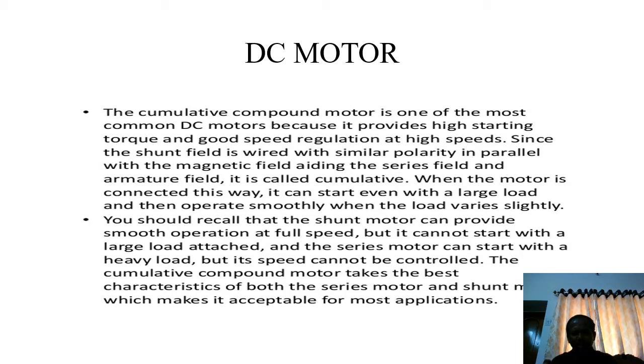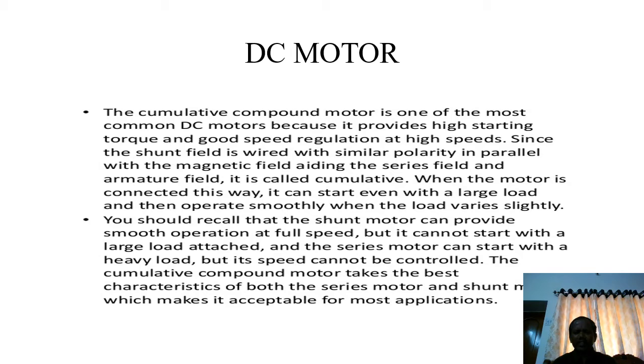Right, next one is the cumulative compound motor. It is one of the most common DC motors because it provides high starting torque and good speed regulation at high speeds. The shunt field is wired with the similar polarity in parallel with the magnetic field, adding the series field and armature field. It is called cumulative.